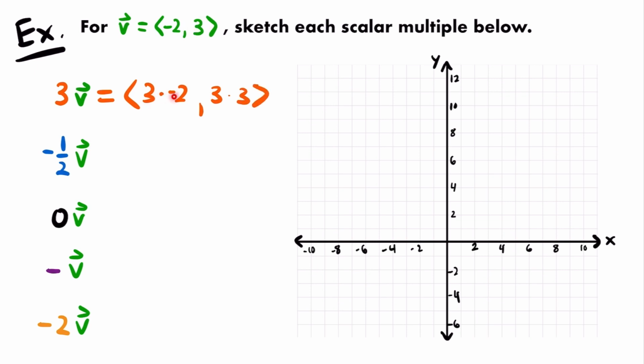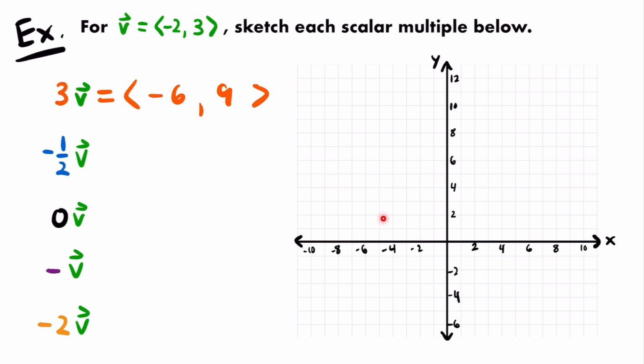And 3 times negative 2 is negative 6. And 3 times 3 is 9. So this vector will become negative 6, comma 9. And so I'll write that in here. Okay, so now we can sketch this vector. This scalar multiple of vector v is the position vector of the point negative 6, comma 9.